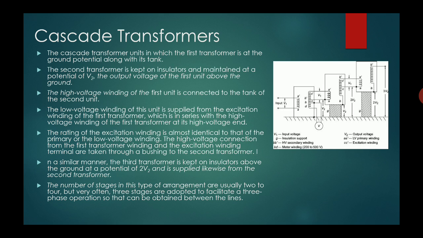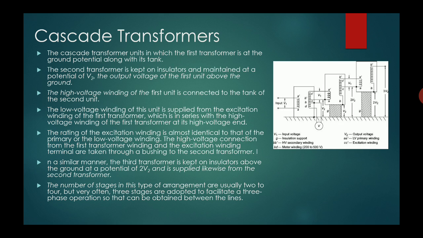Now the second transformer, which is connected to V2, is maintained at a potential of V2 above the ground via insulation. The low voltage winding of this unit is supplied from the excitation winding of the first transformer, which is in series with the high voltage winding of the first transformer and its high voltage end. So that is what we have talked about.